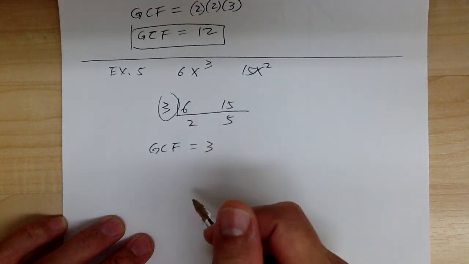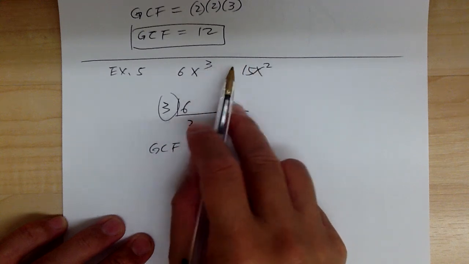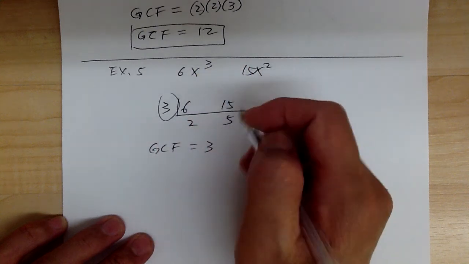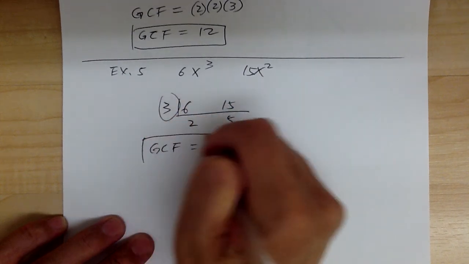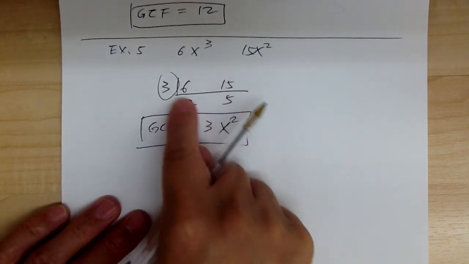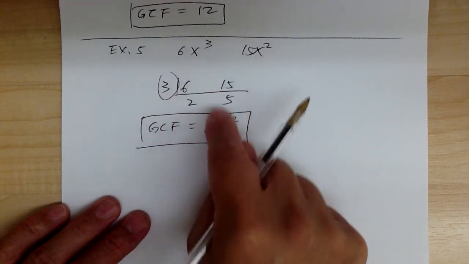Now you have to worry about the variable. The variable would be the lowest one, because that's the one that can divide into both of these. So both of these can divide by x squared. Okay? So you take the lowest one, and that's your GCF. You can use the latter method for the number, and for the variable you just look and you can figure it out.